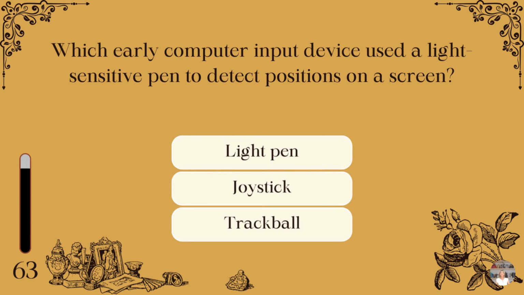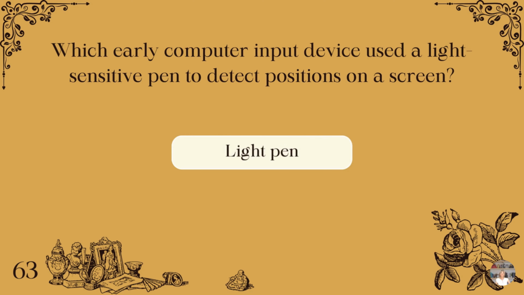Which early computer input device used a light-sensitive pen to detect positions on screen? Light pen, joystick, or trackball? Light pen.